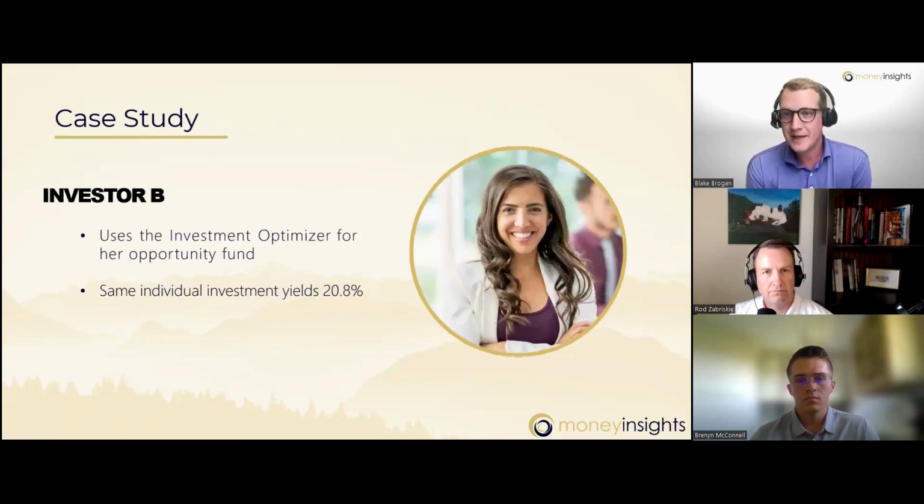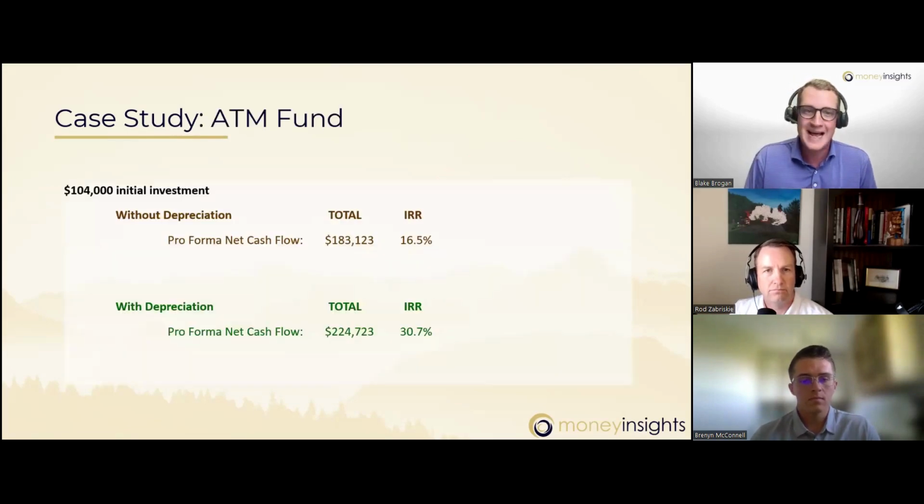Now, investor B, this gal here, is really just adding one step. She's flowing the money into the investment optimizer, and we'll get into exactly how this works, but using the investment optimizer to fund the exact same deals. And then she's turning that 16.5% yield into a 20.8% yield, right? So that's what Rod was talking about, adding a layer of profitability to your investing.